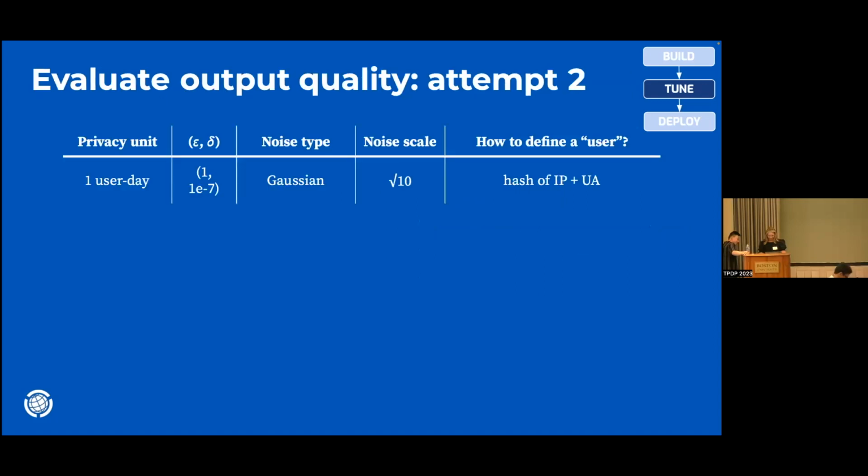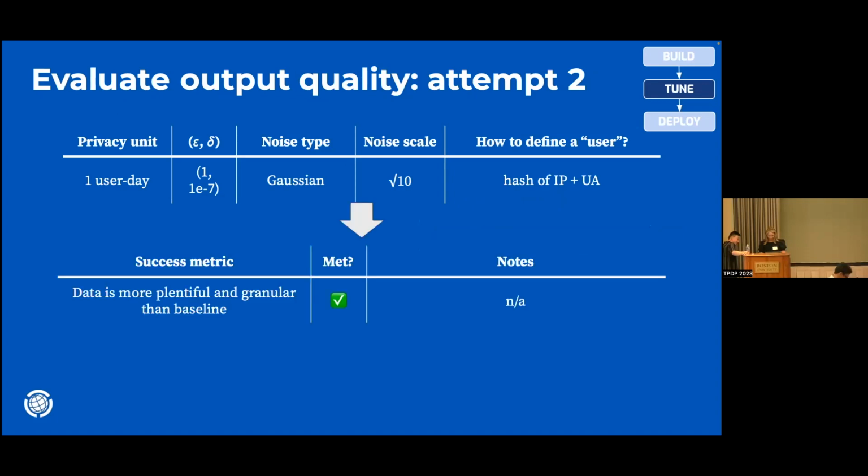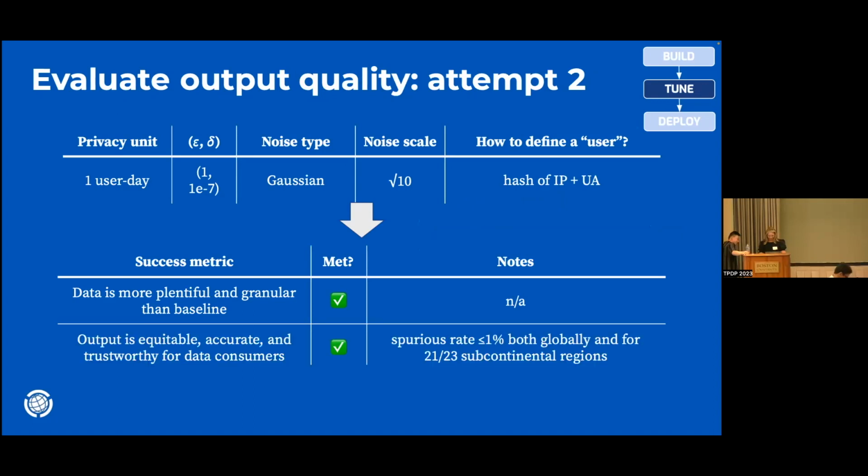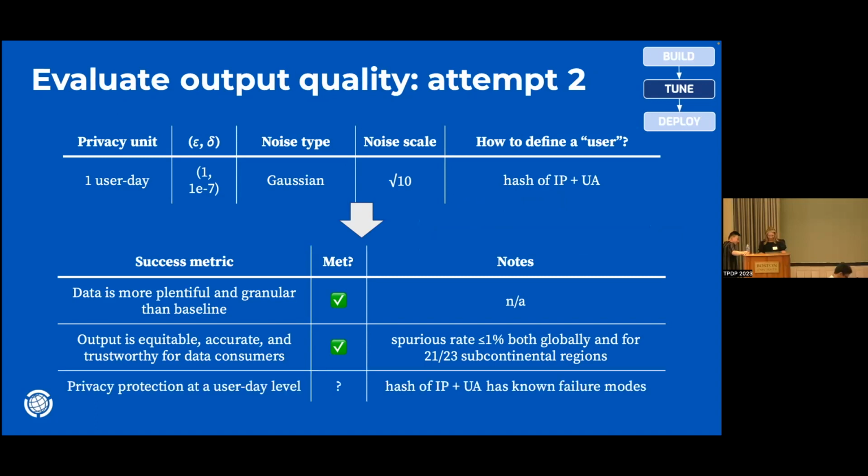Now, how does this do when we change our distribution? Data is more plentiful and granular than the baseline, as we said before. And yes, this actually meets our output equity, accuracy, and trust levels that we want. The spurious rate goes down to around or less than 1%, both globally and for almost all of the subcontinental regions.